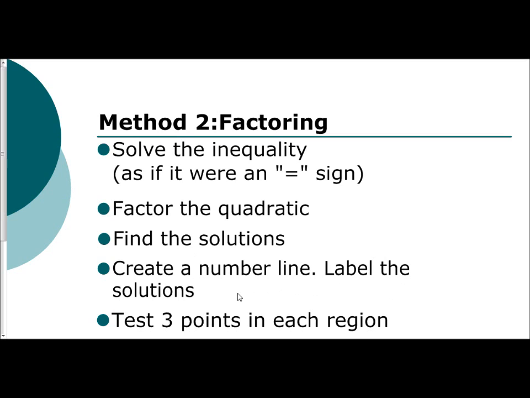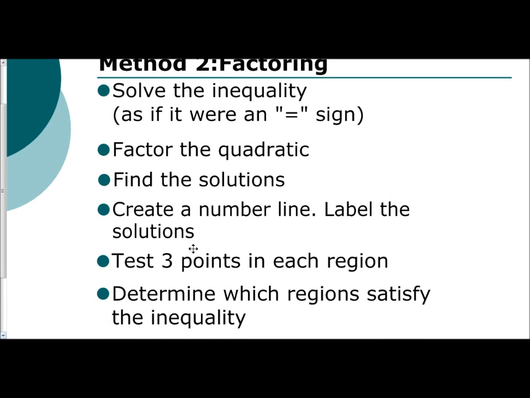You use those solutions on a number line, and from those, you pick your 3 regions on the number line, and you test each region to determine where the inequality is true, where the solution exists. So the bottom line is you're going to factor it as if it were an equation, take your solutions, mark them on a number line, and in those 3 regions that are created, pick test points to determine where the solution space actually exists. So let's try it out.